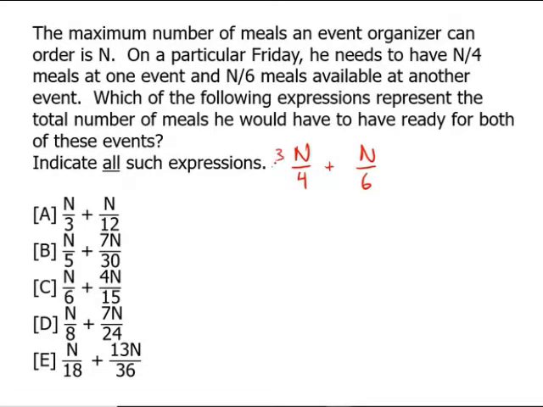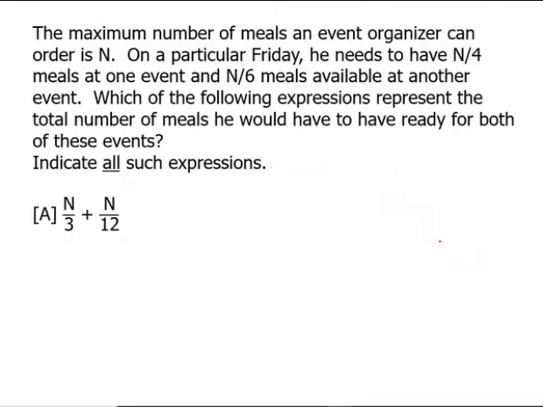So I'm going to multiply this one by 3 over 3, multiply this one by 2 over 2, and this will give me 3n over 12 plus 2n over 12 equals 5n over 12. And that is the exact number of meals he has to have ready on Friday. We want to know which one of these sums equals 5n over 12. Let's look at them one at a time.